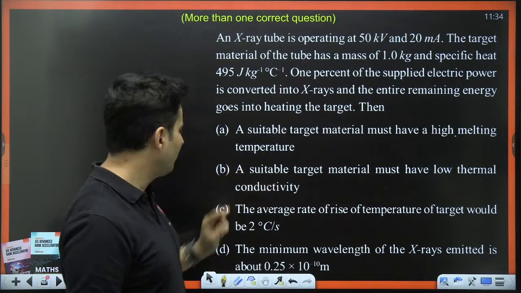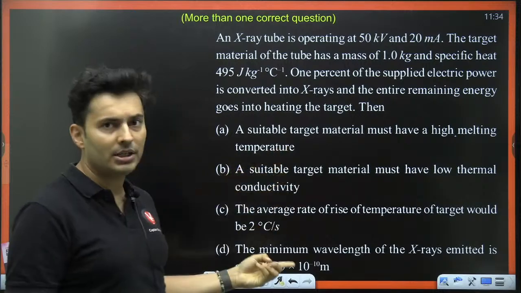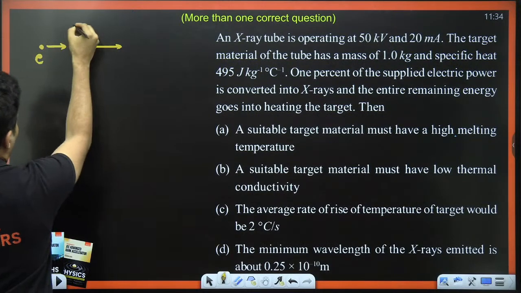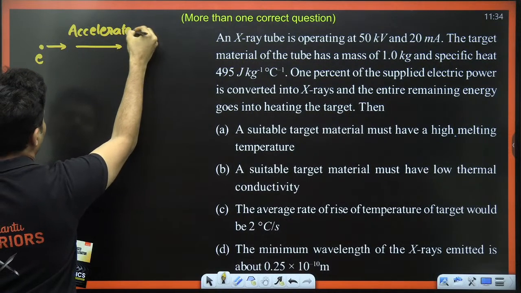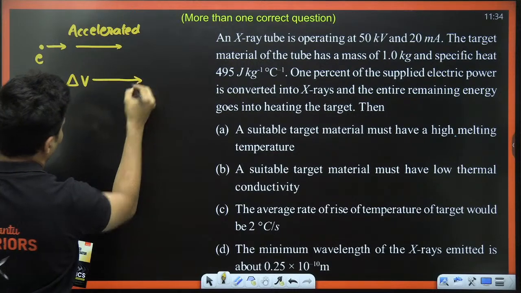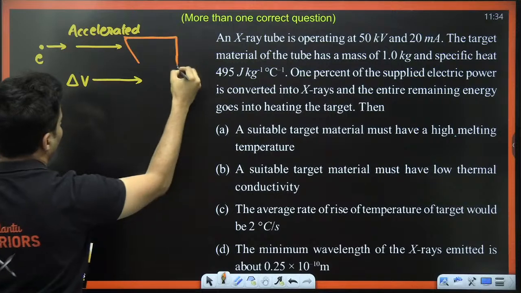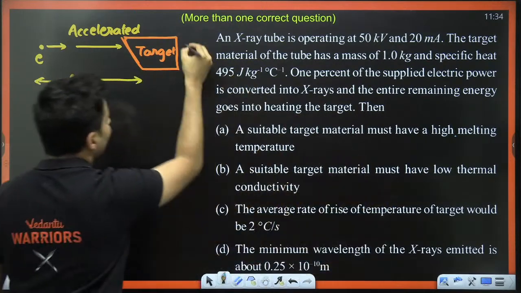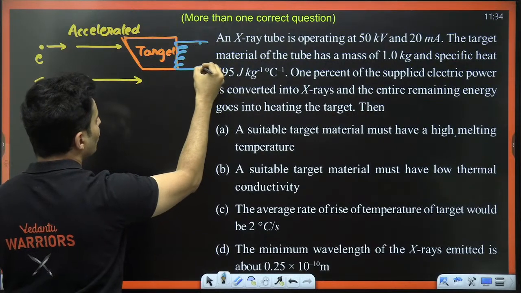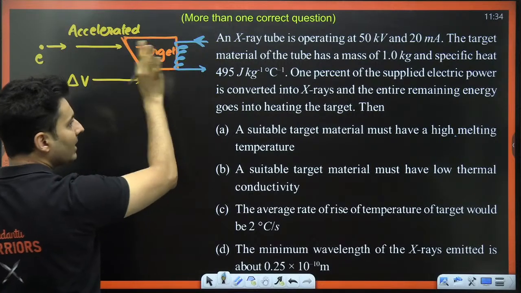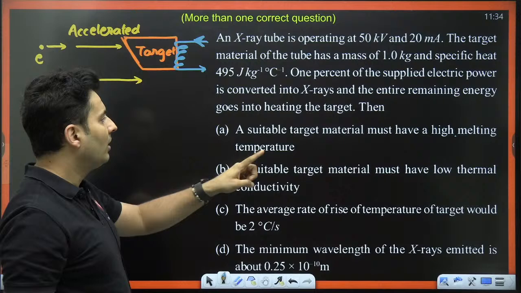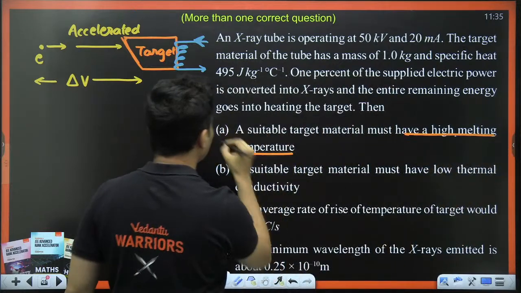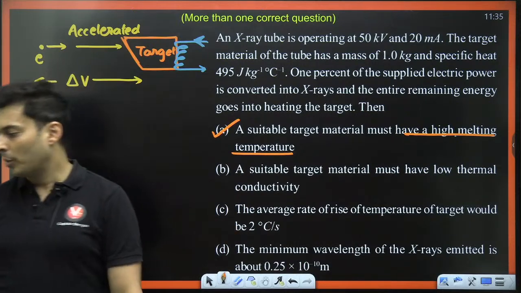First two options are very straightforward. A suitable target material must have a high melting temperature. It makes sense because the electrons are accelerated by a large voltage difference so that they hit the target material with high energy, and this target material is always cooled with some coolant, some water or some liquid which will absorb that heat and keep the target cool, or else it will melt. So definitely the target material should not melt. That means it should have a high melting point. Definitely option A is correct.